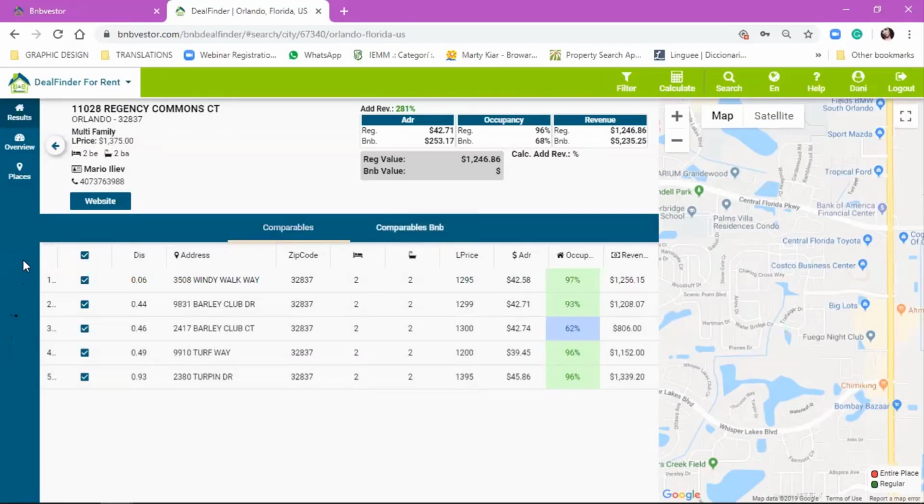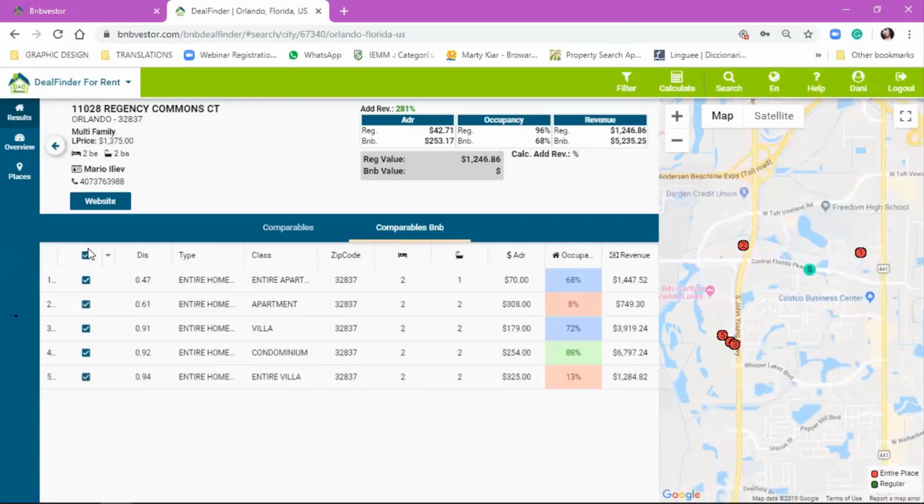Now I'm going into my comparables for B&B listings, and I'm going to click calculate again. And I have my $5,235. You can see that they have the same description as well. Some may go down. Let's take this one out and let's see if it changes a little. Okay, so you can see that the B&B value changed from 5,000 to 3,000 just because we took this one out. But you can see that our additional revenue maintains at 165.